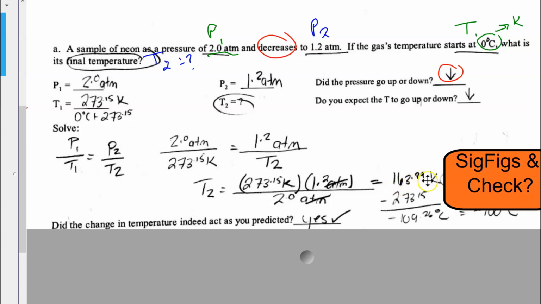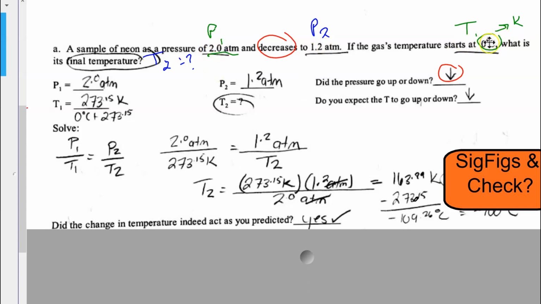If we have 163.89 Kelvin, subtract the 273.15. Here's our Kelvin answer, and here's our Celsius answer. Now we want to round it to the correct number of sig figs. Look at the original problem: 1.2 is 2 sig figs, and 2 is 2 sig figs.